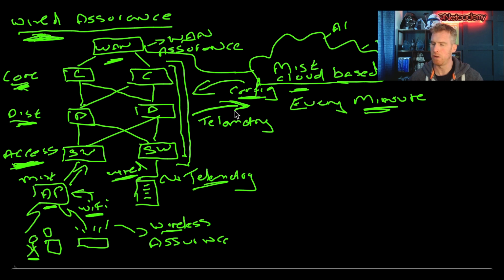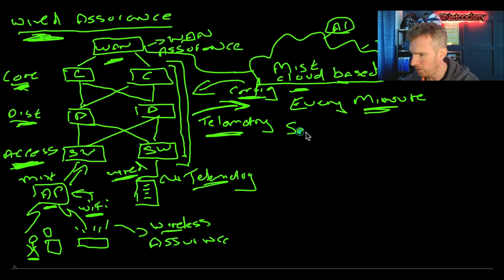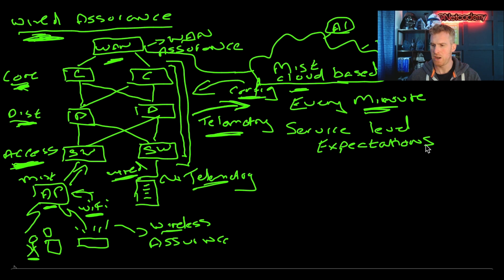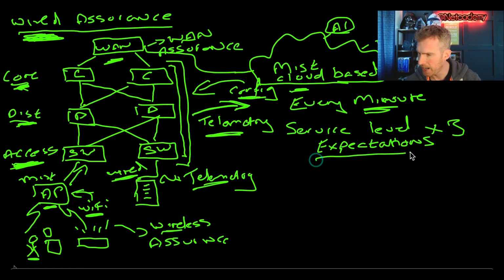Now, as I said in my previous video, you do not want to be that person that's going through all of that information, all of that data, because that's going to be a never-ending job. It's not going to be pleasant. So what the Mist artificial intelligence does is it's going to classify all these states of telemetry into service level expectations. Now, for the wireless assurance, there's 7 different types of service level expectations, or SLEs. For wired assurance, there's actually 3 different types of service level expectations. But again, the key word is expectations.